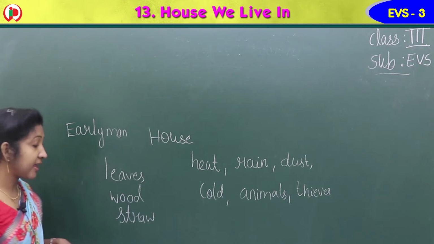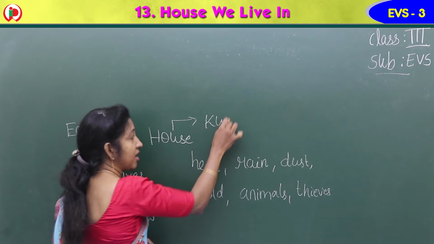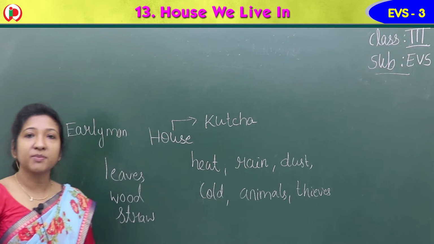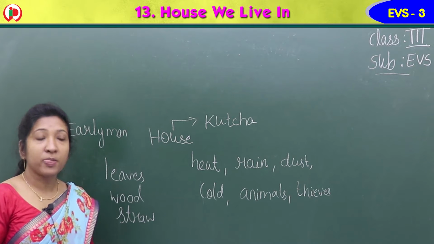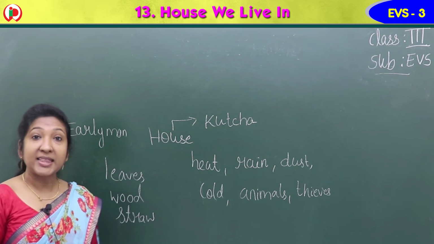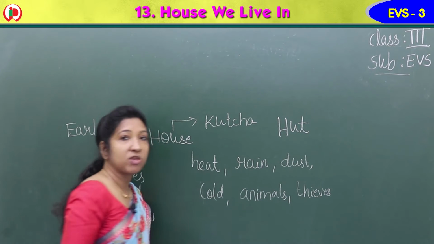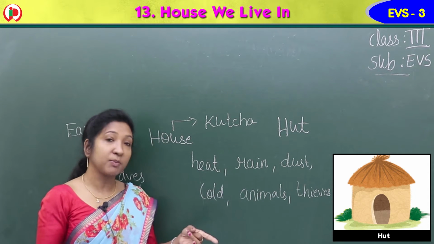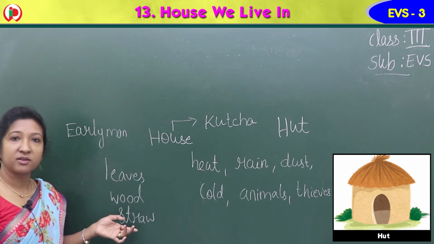It is known as a kacha house. Which house? Kacha house. K-U-T-C-H-A. Kacha house means a house made of leaves, straw and wood. For example, we can say a hut. A hut is an example of a kacha house. You can see the image here. See, children, it is made of leaves, wood and straw, dried leaves.